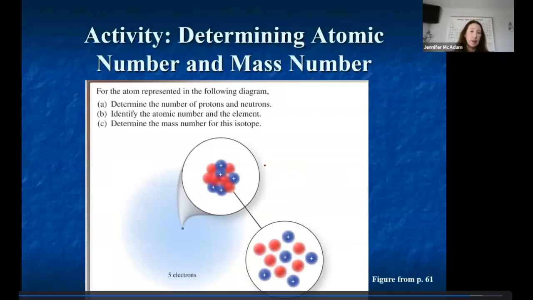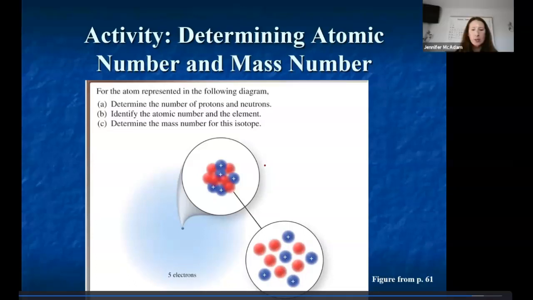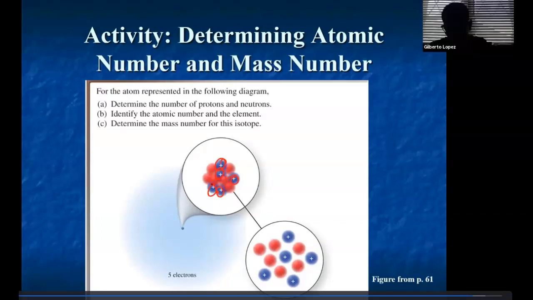So this is an element. I want to know what element this is, and how many protons and neutrons are in it. So first of all, how can we tell what element it is? What gives the element its identity? The protons it has? Protons, right. So we just count: 1, 2, 3, 4, 5. And then we look at our periodic table. Boron. It's boron.